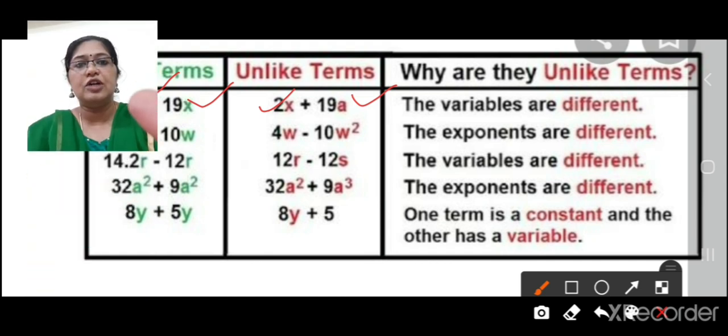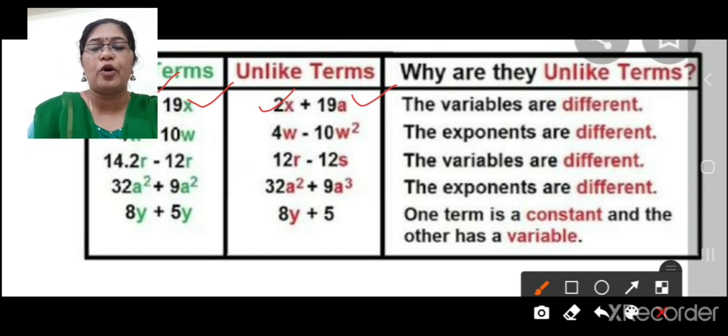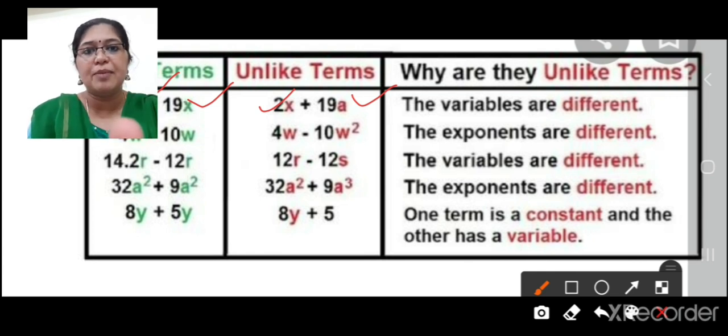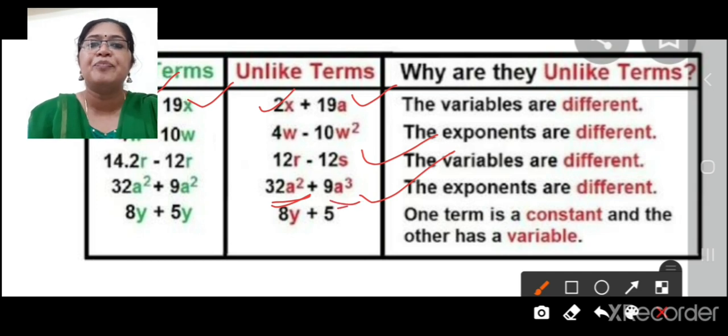Now the third one, 14.2 R and 12 R. Decimal is coming, no problem. The variables are the same, R. But in this part, R and S are coming, that is not possible. The numbers are 12 and 12, but that doesn't matter. The variables should be the same. Next one, 32a square and 9a cube. A square and a cube are different, so it is an unlike term. Here a square and a square are coming, so it is a like term.